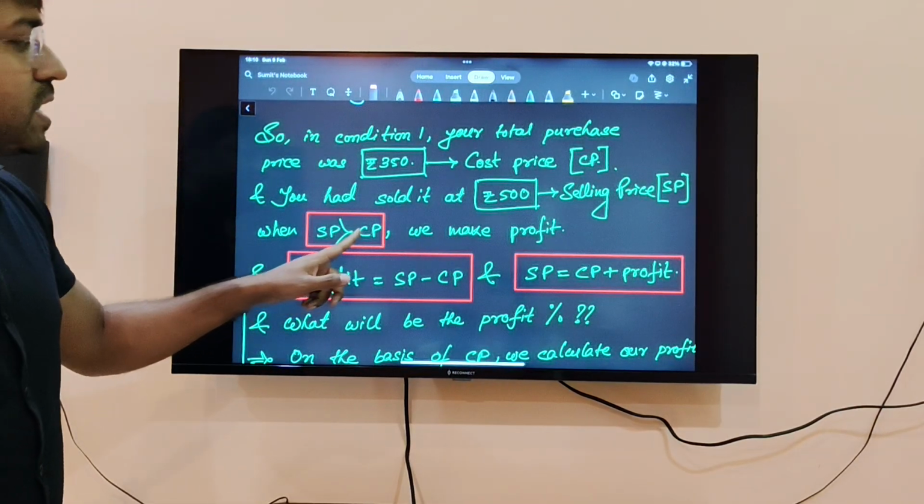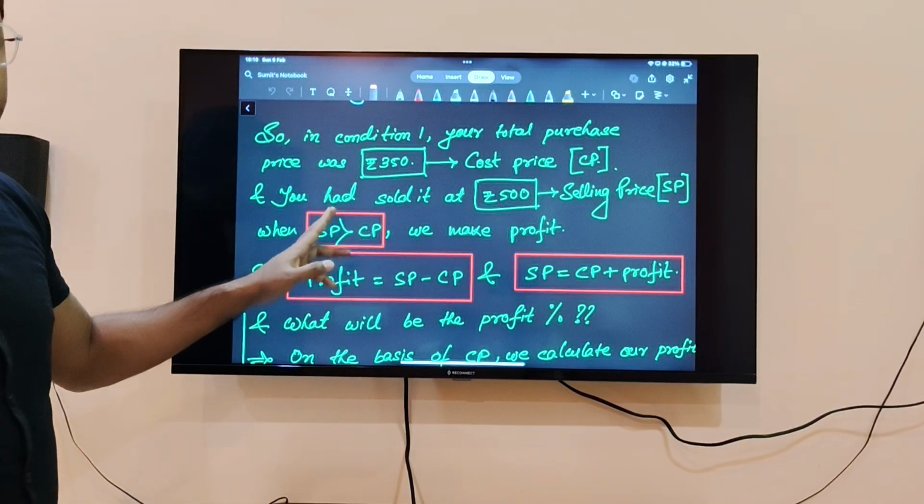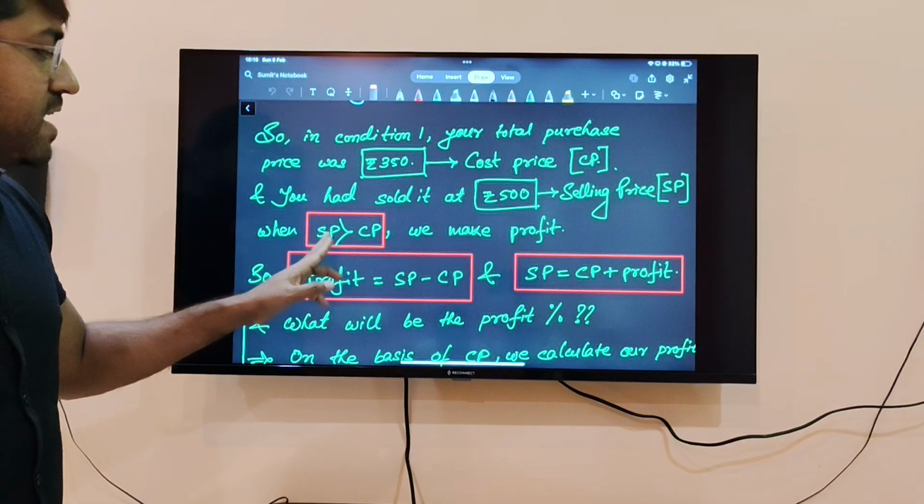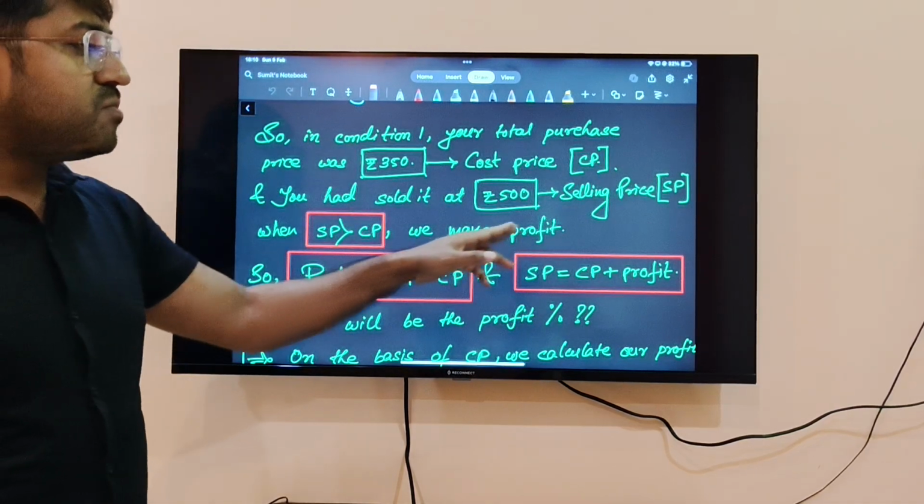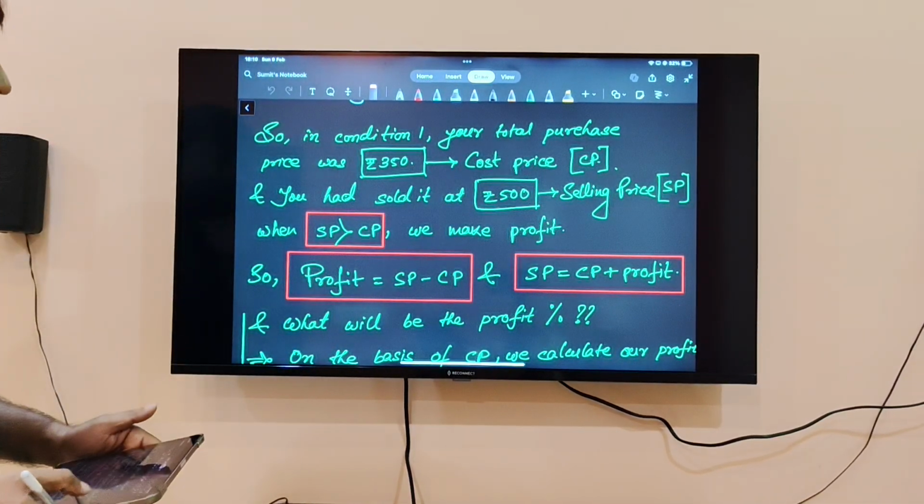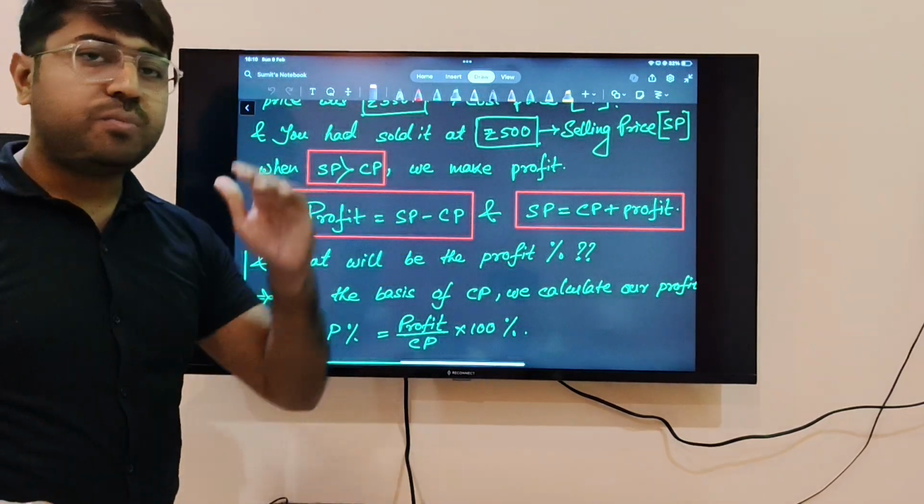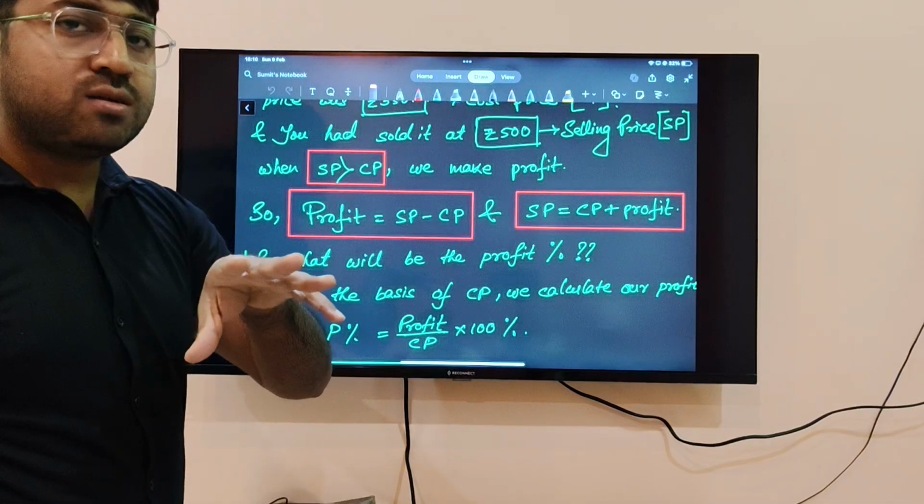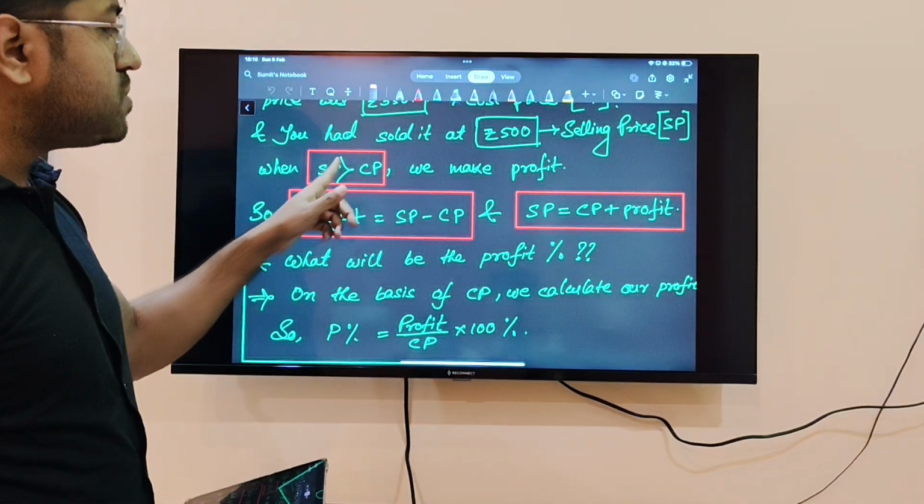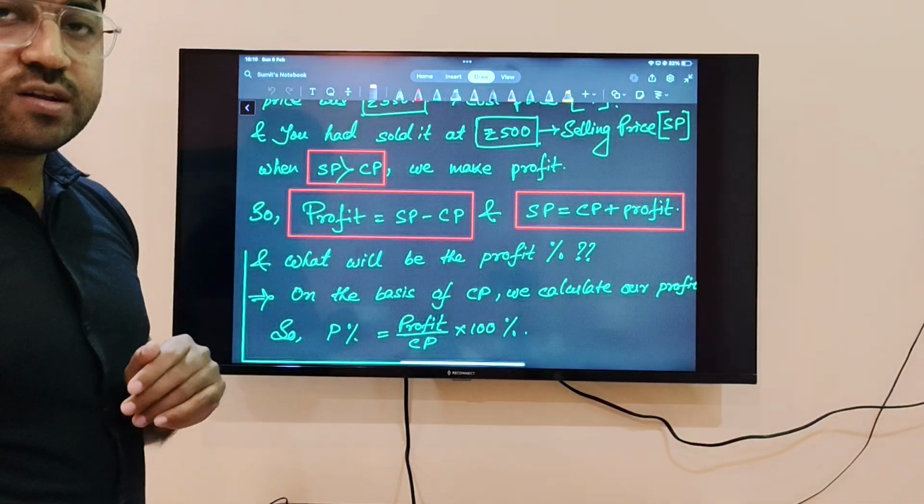When SP is greater than CP, a box is there, so it is very important. When SP is greater than CP, we make profit. What is profit? Profit equals SP minus CP. Bigger one minus smaller one. Bigger is SP, so SP minus CP will be the profit.